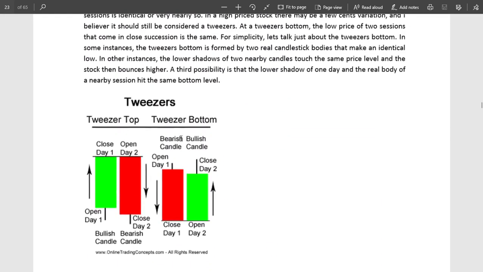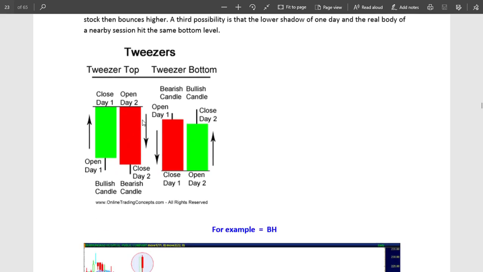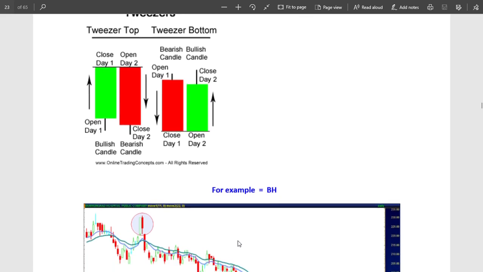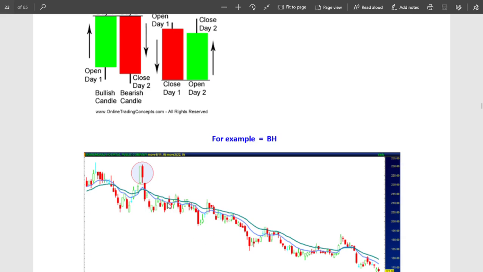This shows when we have a green candle, then a red candle. This is for the top, and this is for the bottom. So we have a green candle here, and a red candle here. If you see this at the top of an uptrend, it indicates a downtrend is about to happen. Why does it indicate so? It's because after every massive shoot there is always a retest down.